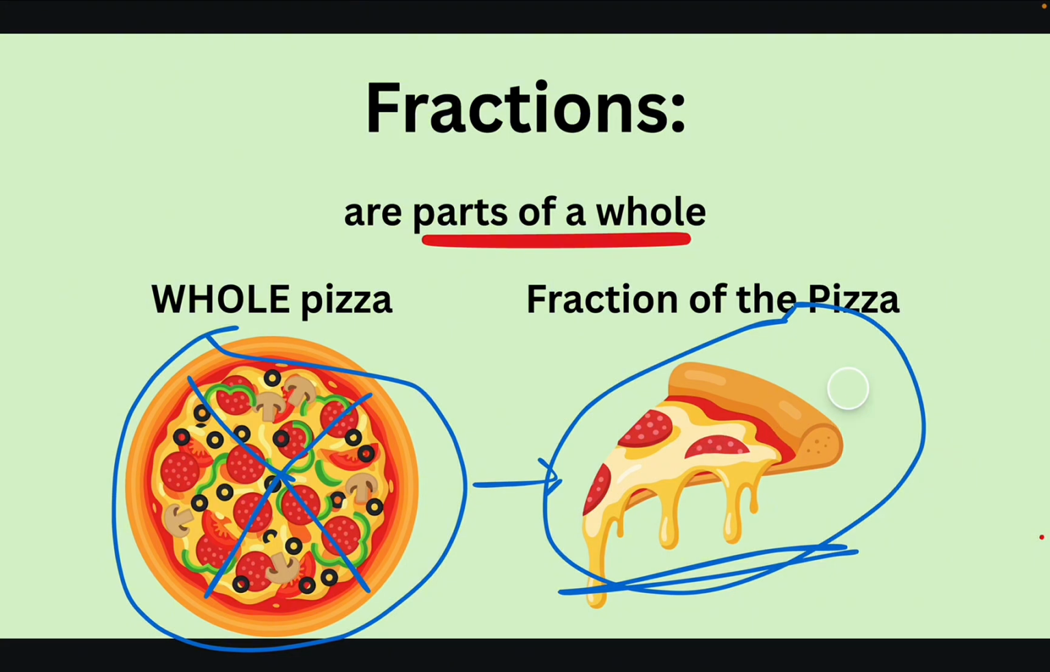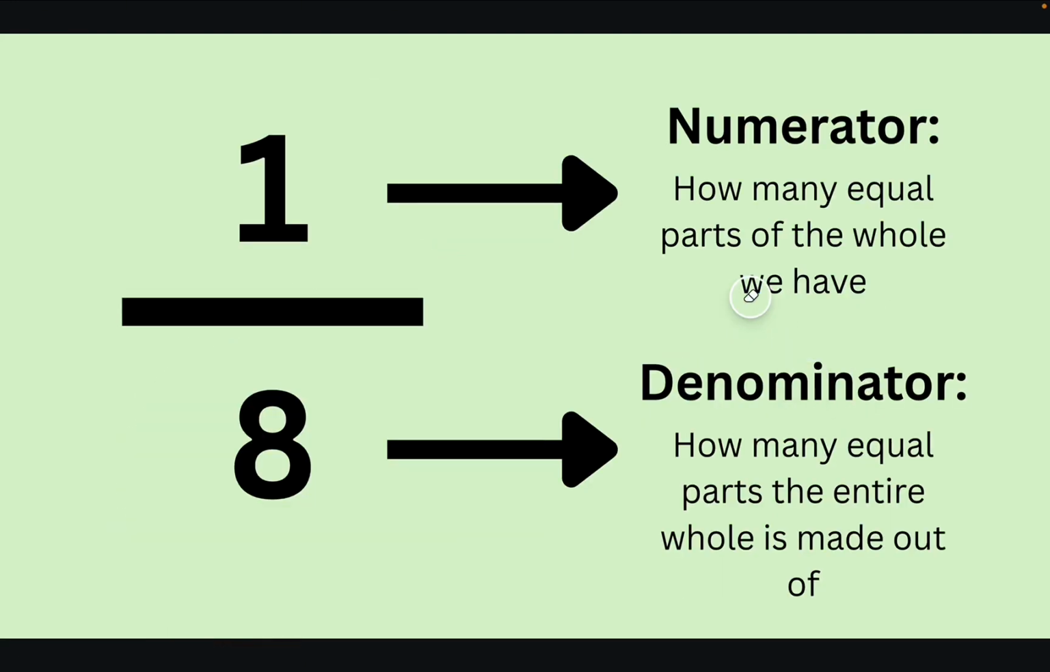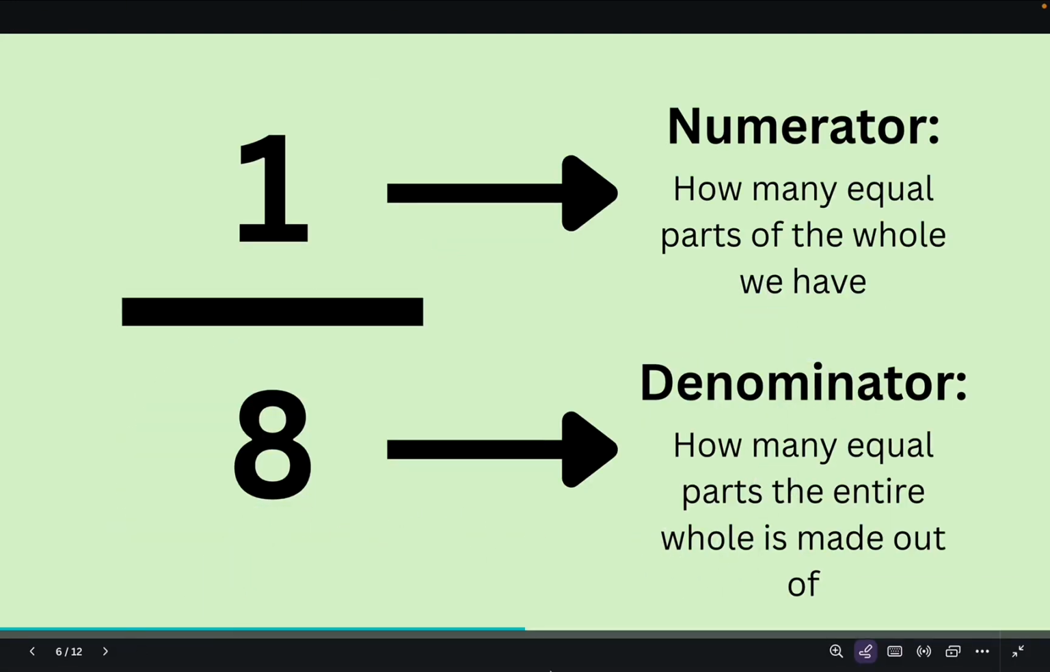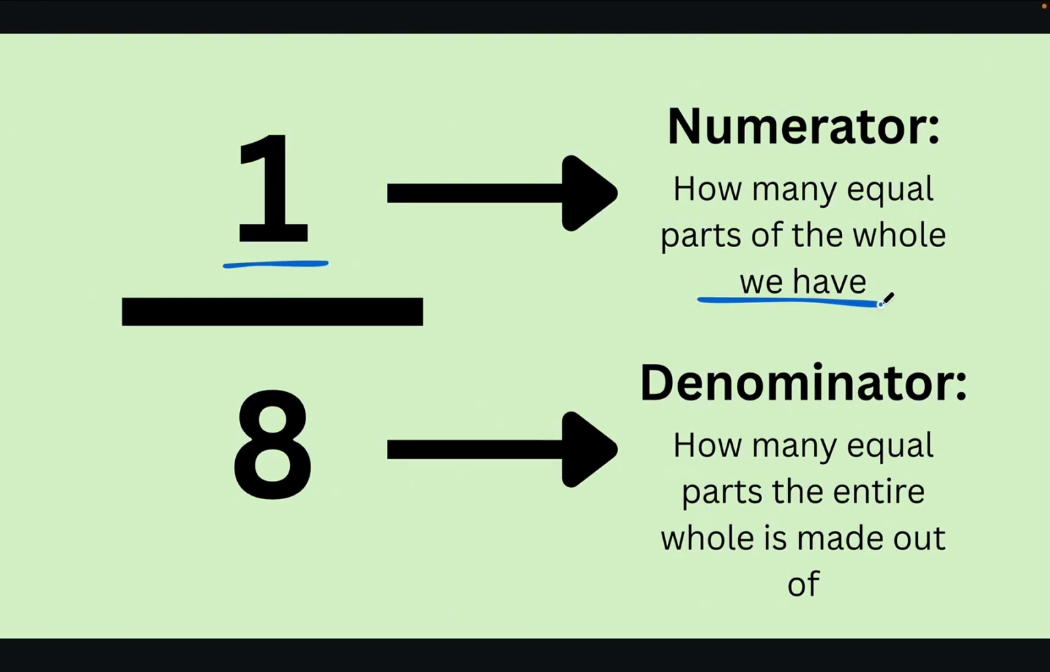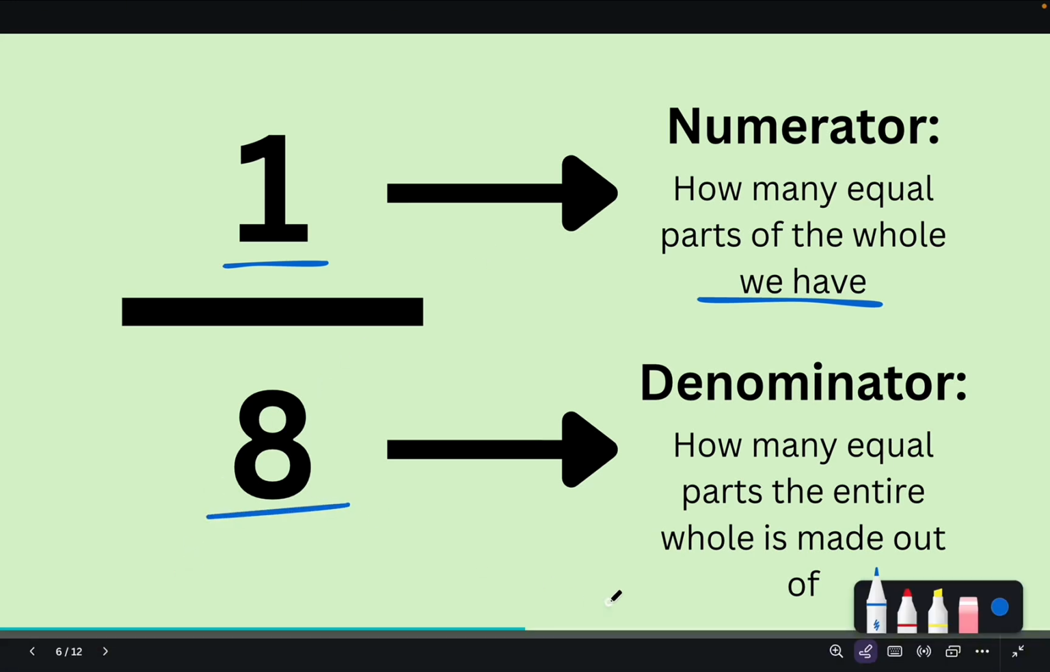Now, a fraction is made up of multiple different parts, two namely. The first part is the numerator. Now, the numerator is the top number of the fraction, and it shows us how many equal parts of the whole we have. And the denominator is the bottom part of the fraction, which showcases how many equal parts the entire whole is made out of.